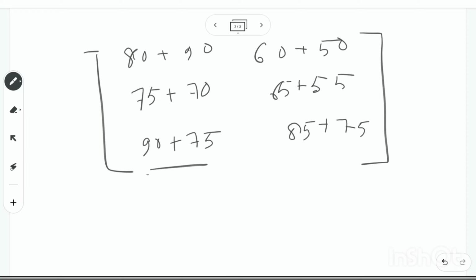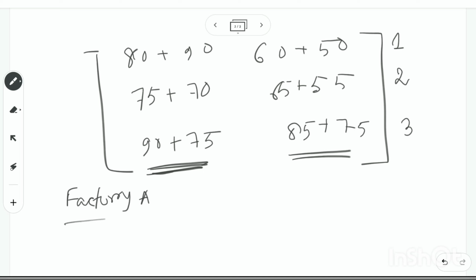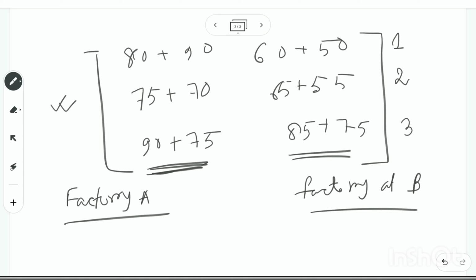One column is for boys and the other column is for girls, and the rows are for the different categories 1, 2 and 3. There are two factories, A and B. For factory A one matrix is given, and for factory B one matrix is given. Now we add these two matrices using the rule of addition of matrices.